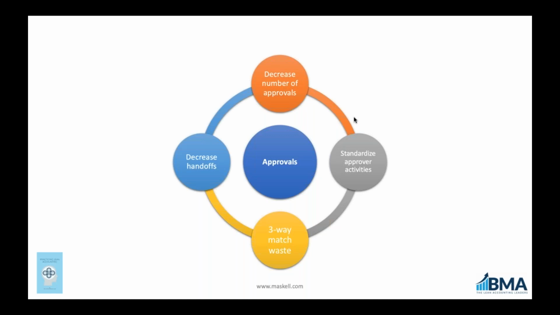Can you pre-approve recurring invoices? Can you create dollar thresholds, meaning if a typical invoice is this much and there's a range, if it's within this range, it's automatically approved. If it's outside of that range, then it goes for approval. There are a lot of little tricks you can use: if you can decrease the handoffs, you can process the invoice faster.